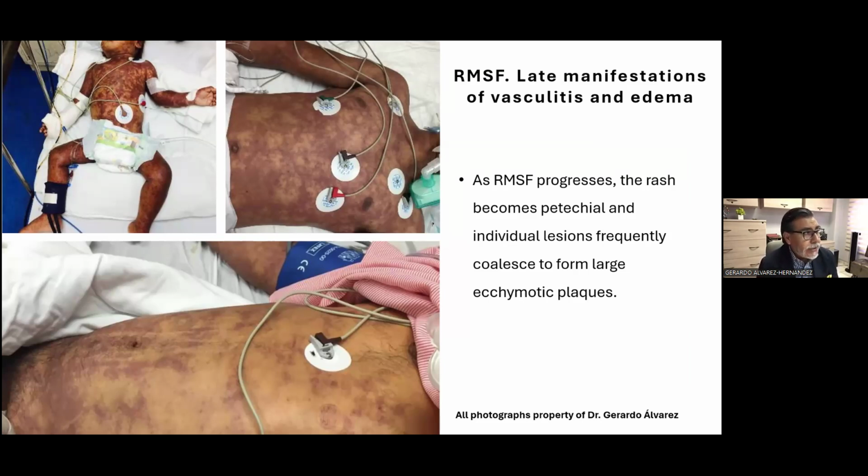The progress of the disease is quite dramatic. You can see these pictures of patients with the disease. As RMSF progresses, the rash becomes petechial, and the individual lesions frequently coalesce to form large ecchymotic plaques. You will observe these lesions in the following slides. In this stage, you can imagine the critical condition of the patient is pretty obvious.